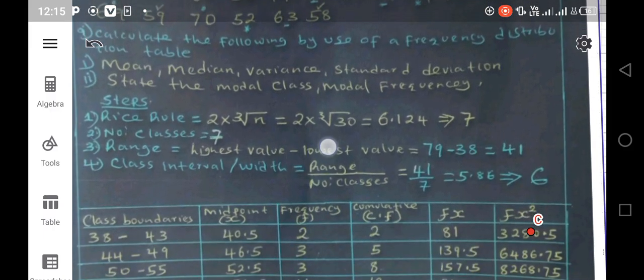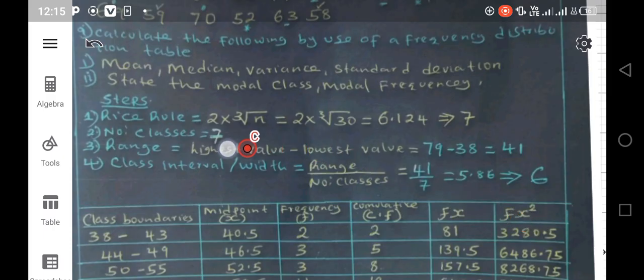That is the range. Another point, we have what we call class interval or width. It is given by the formula range over number of classes. So that range 41 over the number of classes which we found there is 5.86. When we change it to whole numbers, we are going to have 6. We must always use whole numbers. We say 6 is going to be the class interval. The class interval is that margin when you're going to arrange that data, maybe from a certain margin, for example, from that 38 to 43.